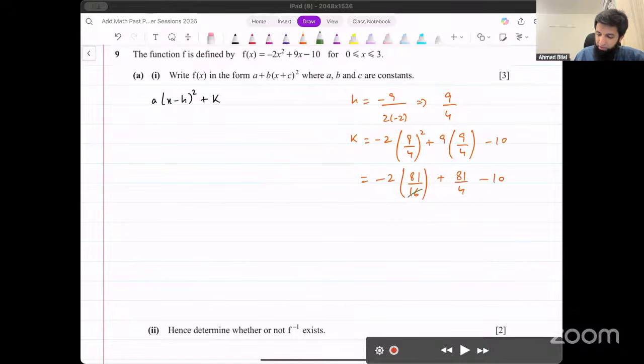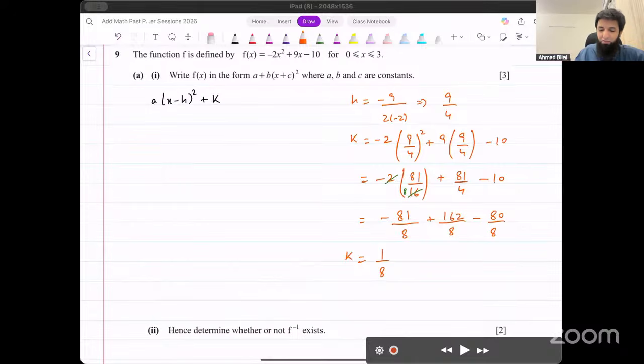We can do some cancellation. 16 and 2 get cancelled to give us 8 in the denominator. If we take LCM, minus 81 over 8 plus 81 times 2 is 162. 162 divided by 8. 10 times 8 is 80, so we can say that's 80 over 8. What does that simplify to? Minus 162 minus 81 minus 80. That will just leave us with 1 over 8. That's the value for k that we've got. That's the y coordinate of the turning point.